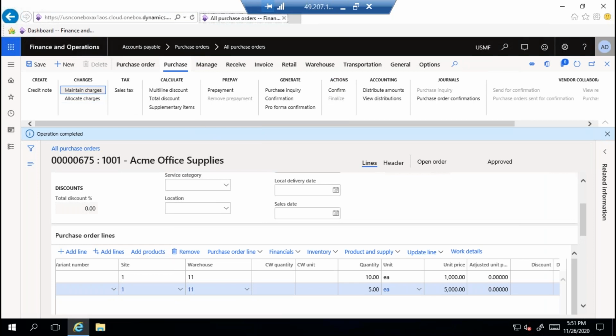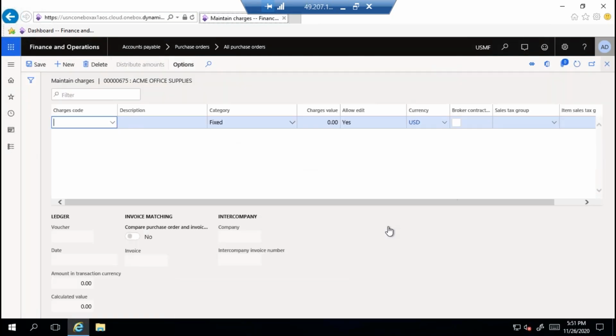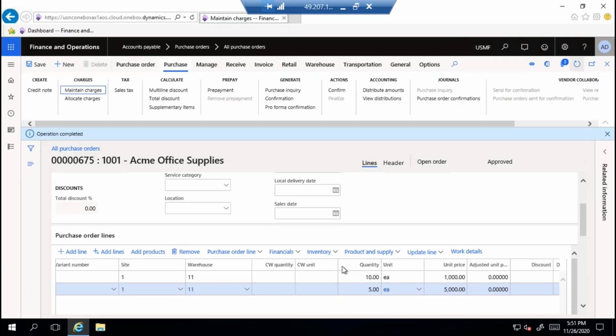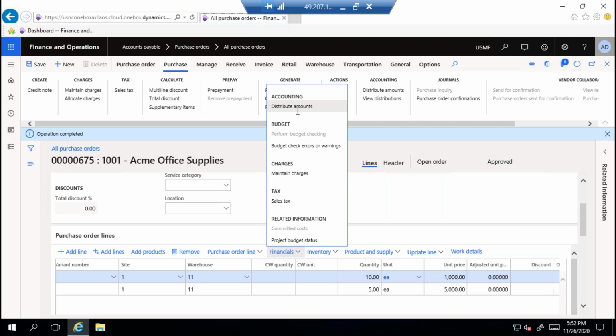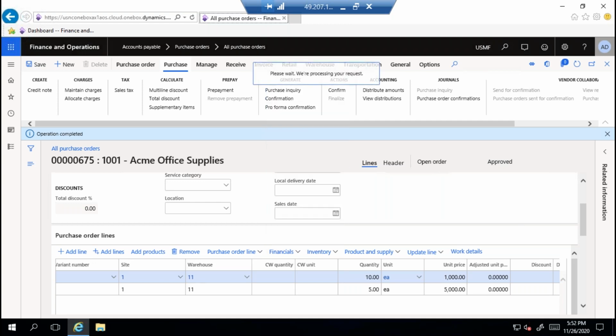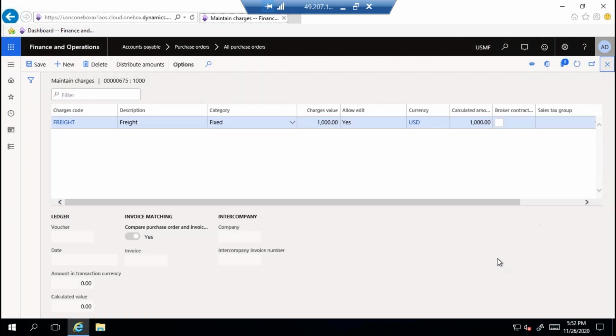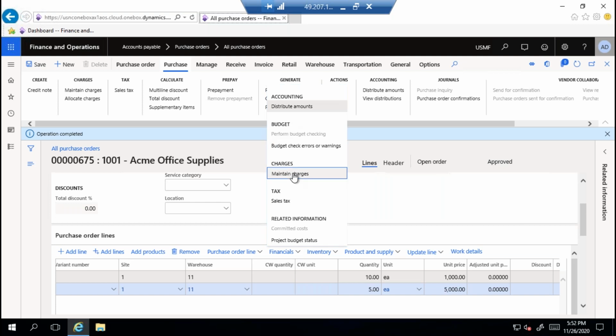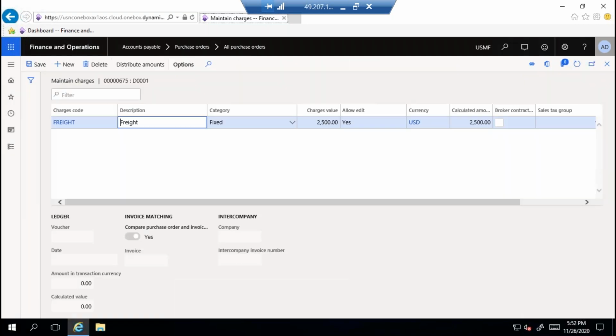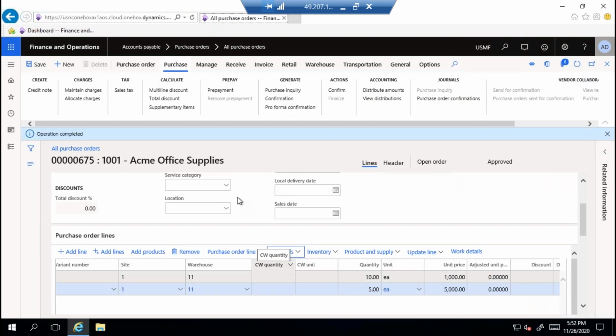Now if you verify the header, it will not be there because it was already distributed. Now verify the first line, look at the charges. The first line is updated with 1,000, and the second line is updated with 2,500. Clear? The system is taking care. You need not worry, but you need to decide the allocation of charges properly. Here I have used the net amount method.